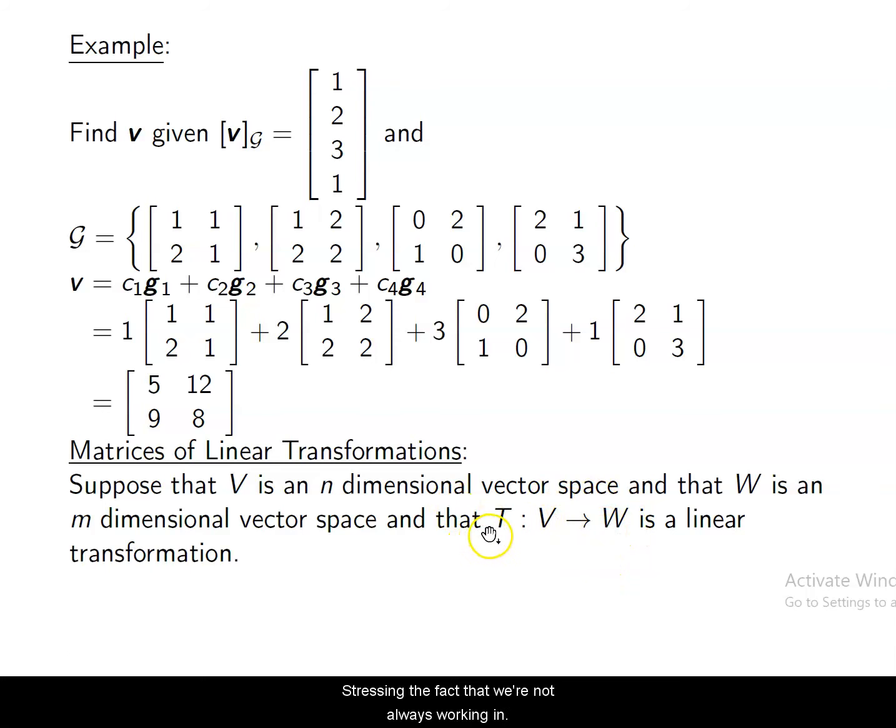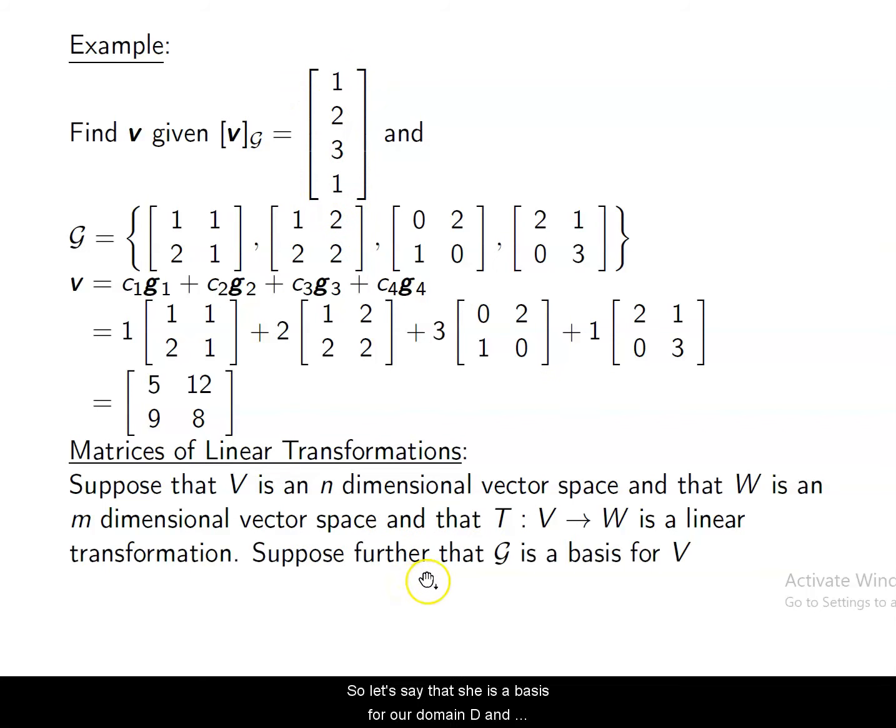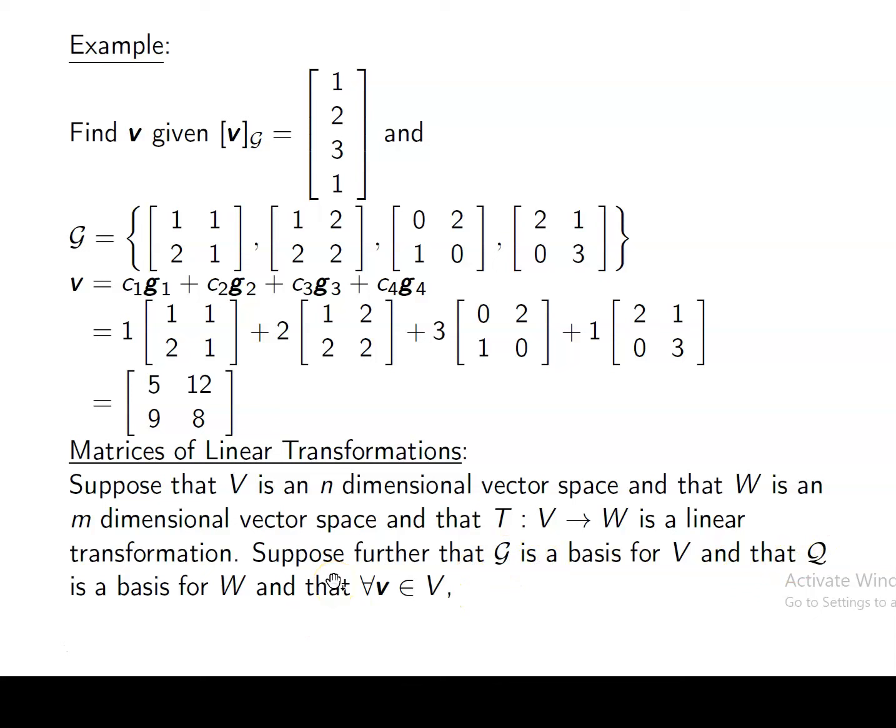However, we're not using standard Euclidean spaces, so this could be polynomials, this could be matrices. Again, stressing the fact that we're not always working with Euclidean vectors. We have different definitions now of vectors. So let's say that G is a basis for our domain V, and Q is a basis for our codomain W. So we have two different bases, G and Q in this case.